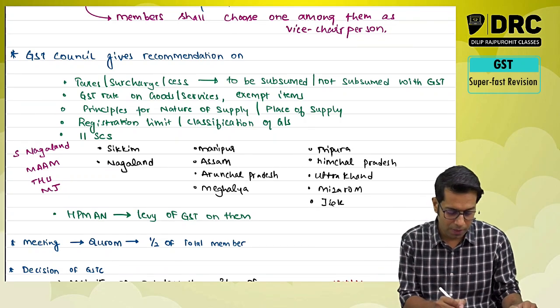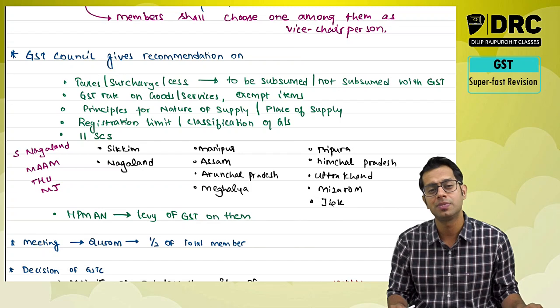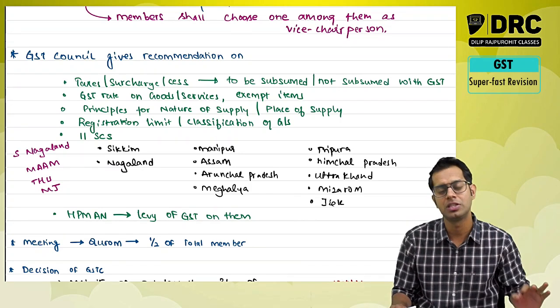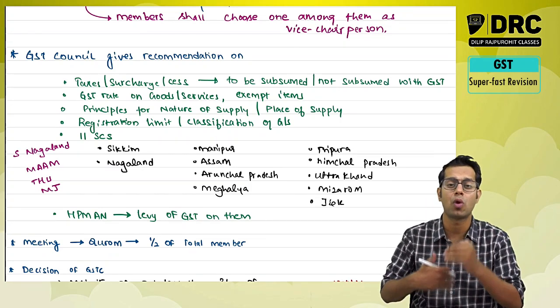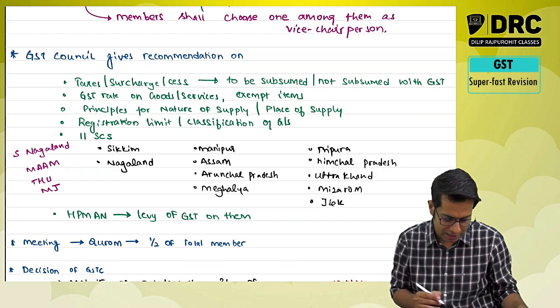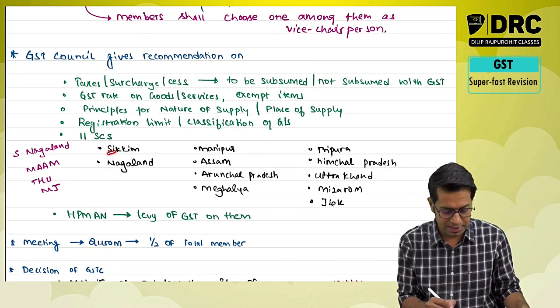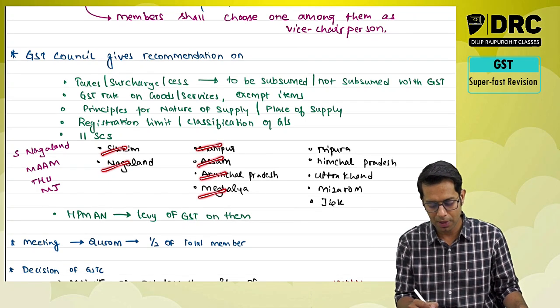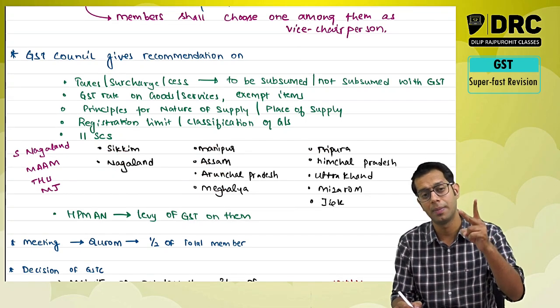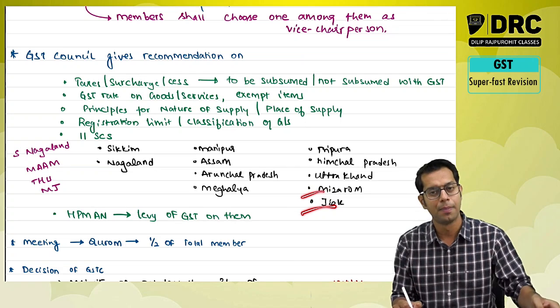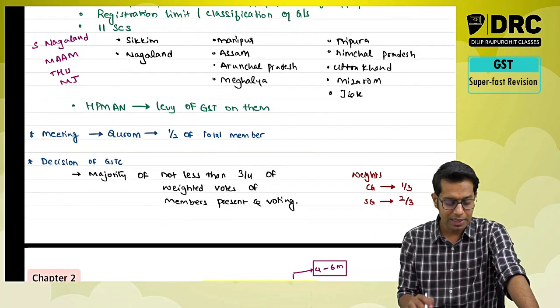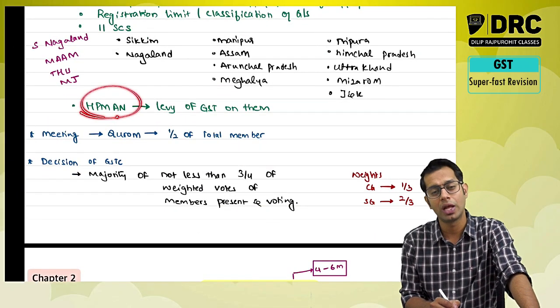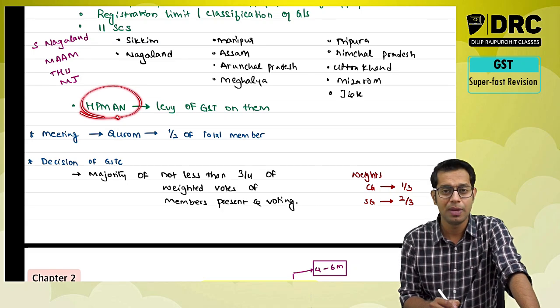Now there are totally 11 special category states. For these 11 special category states, what are the different special provisions which we should make? Which are these 11 special category states? Sikkim, Nagaland, Manipur, Assam, Arunachal Pradesh, Meghalaya, Tripura, Himachal Pradesh, Uttarakhand, Mizoram and Jammu and Kashmir. And this council is also going to tell from which date GST will be levied on HSD, petroleum crude, motor spirit, aviation turbine fuel and natural gas.